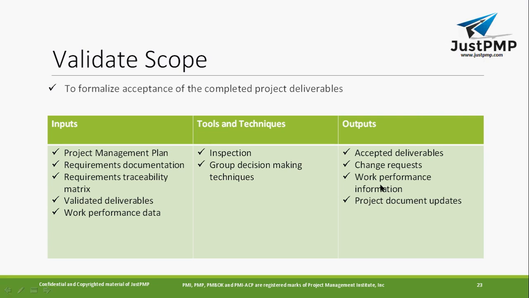Okay, try to remember the previous logical sequence. You will have work performance data. When it goes to the control process, you will have work performance information, because validate scope is one of the control processes. Okay, because it belongs to monitoring and controlling. Then project document updates. Yes, you will be updating some documents based on the validation part.